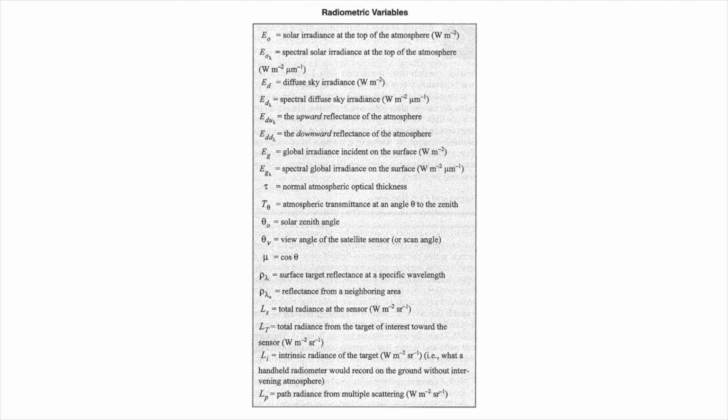And then we have some radiance values here. The total at sensor radiance, again, notice the watts per meter square per steradian units here. The total radiance from the target of interest back toward the sensor is L sub t. The intrinsic radiance of the target is L sub I. It's basically what we're measuring in situ with a spectroradiometer, and L sub p is the path radiance that arises from multiple scattering.